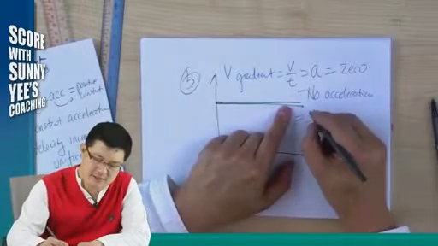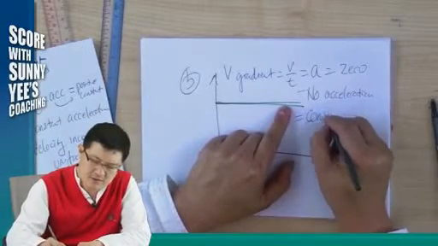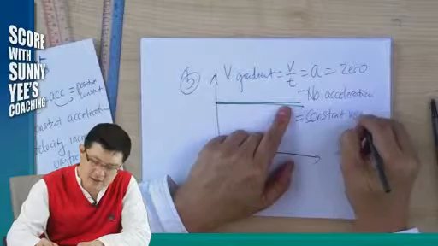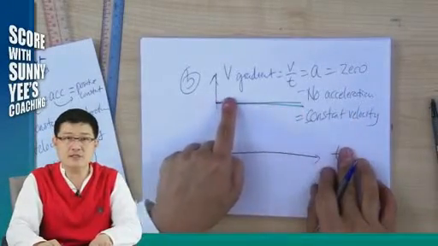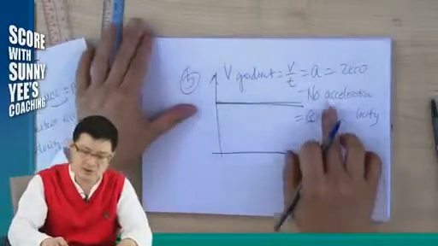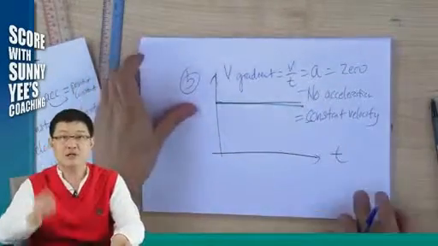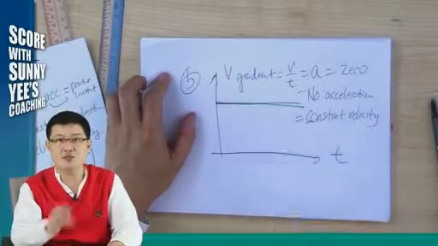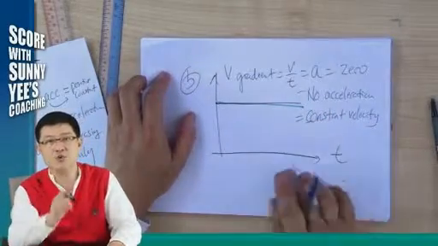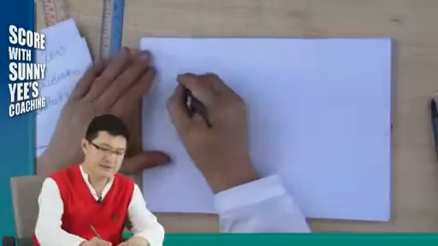That means this is constant velocity. The velocity is always the same. Alright? So this will give you the two descriptions of this graph: no acceleration, constant velocity. So constant velocity is 0 acceleration. The third one.